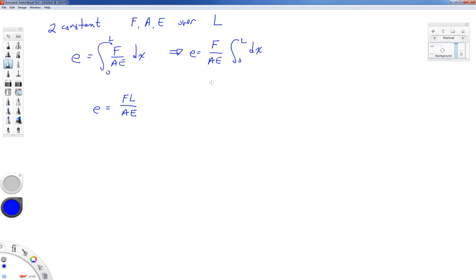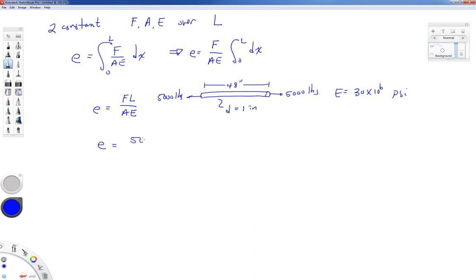So if I have a bar, let's do an example. Say it's 48 inches long, and we put 5,000 pounds on it. It has a constant cross section. Its diameter is 1 inch. And it's steel, so its modulus of elasticity would be 30 million, or 30 times 10 to the 6 psi. Then the axial deformation of the bar would be equal to FL over AE.